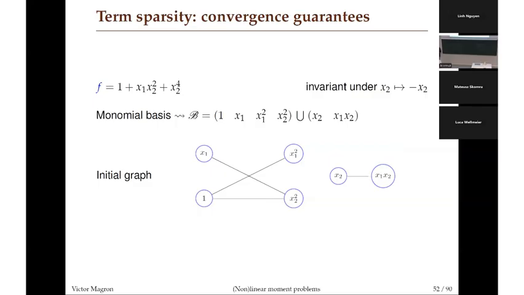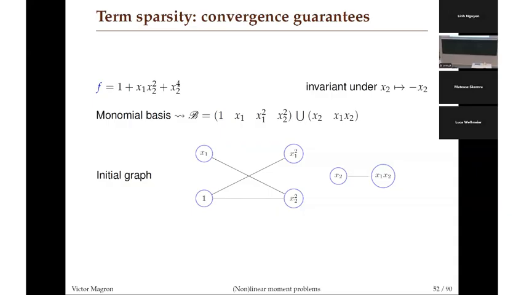On purpose, I reordered the monomials so that in this first part you have the invariant monomials under this sign flip, and here you have the equivariant monomials, the ones that are not invariant. So x1 and x1 squared do not change when you flip the sign of x2. They don't even depend on x2. And x2 squared also remains constant, while these two monomials have their sign flipped.